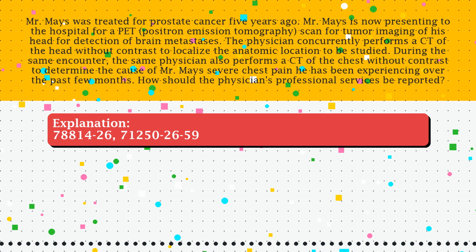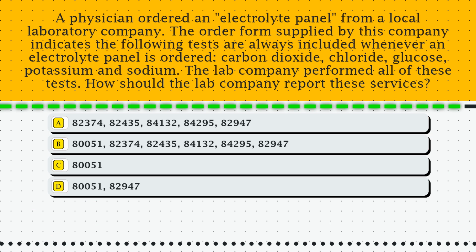Question 123. A physician ordered an electrolyte panel from a local laboratory company. The order form supplied by this company indicates the following tests are always included whenever an electrolyte panel is ordered: carbon dioxide, chloride, glucose, potassium, and sodium. The lab company performed all of these tests. How should the lab company report these services?